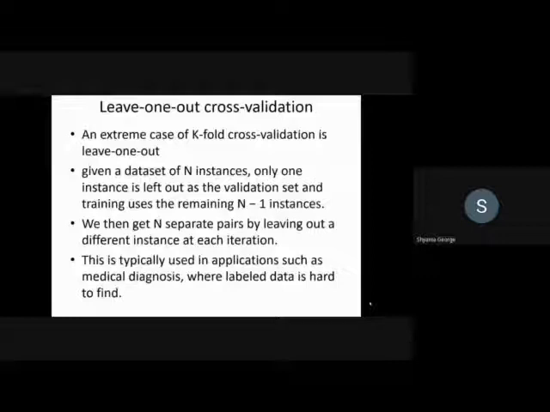Now, leave-one-out cross-validation. This is an extreme case of k-fold cross-validation, and that is known as leave-one-out. From the name, it is clear that given a data set of n instances, only one instance is left out as a validation set, and the remaining n minus 1 instances are used for training. One instance is used for testing, and the remaining n minus 1 instances are used for training. So we then get n separate pairs by leaving out a different instance. This is used mainly in medical diagnosis, where labeled data is very difficult to find.